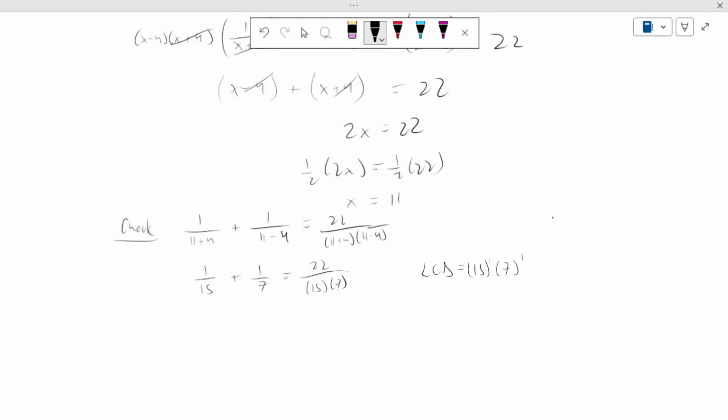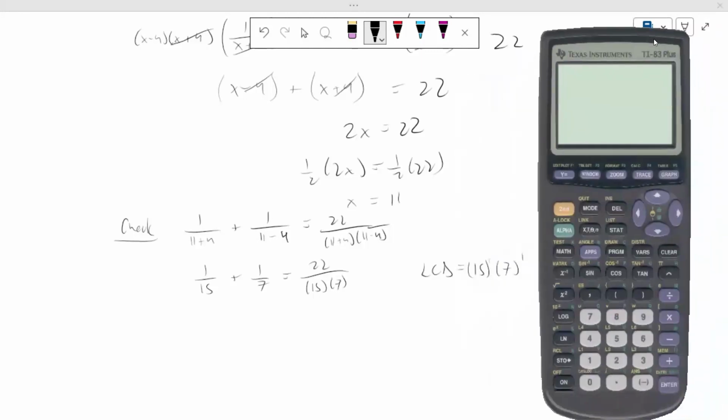Or you could plug it into a calculator. I'm going to show you something really nice. I don't know if I showed you this last class or not, but your calculator will actually tell you reduced fractions in most cases with small numbers. So for example, here I have 1 divided by 15. Oh, maybe I should turn it on. 1 divided by 15 plus 1 divided by 7 on the left-hand side.